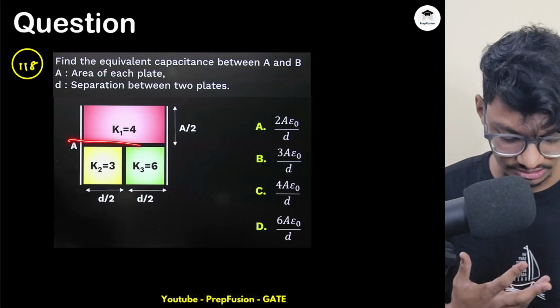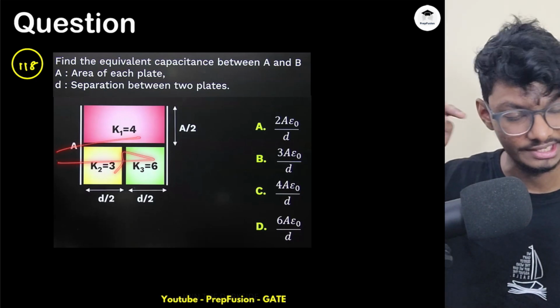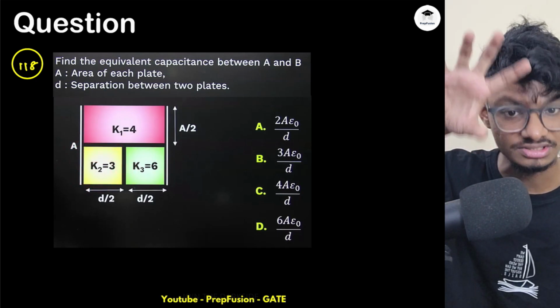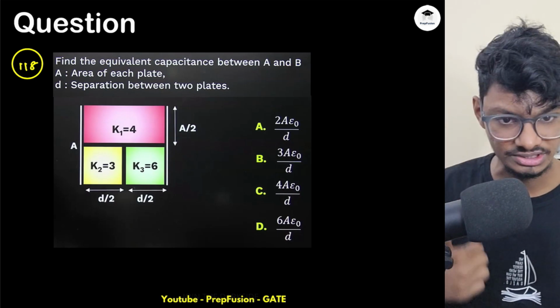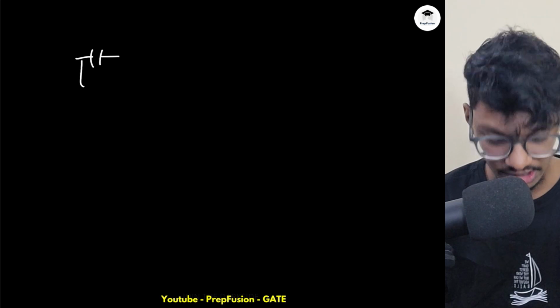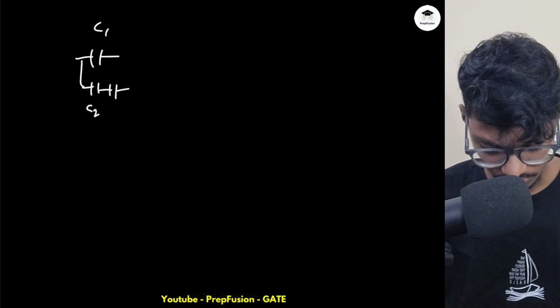What am I observing? That this whole combination, the top one and the bottom one, are in parallel. Why? Because here tangential components are same, but inside this bottom there are individual two capacitances which are individually in series. So things are pretty simple. So what will I write? I will first of all draw the equivalent circuit diagram to make my life simpler. I will name this as C1, this as C2, this as C3.